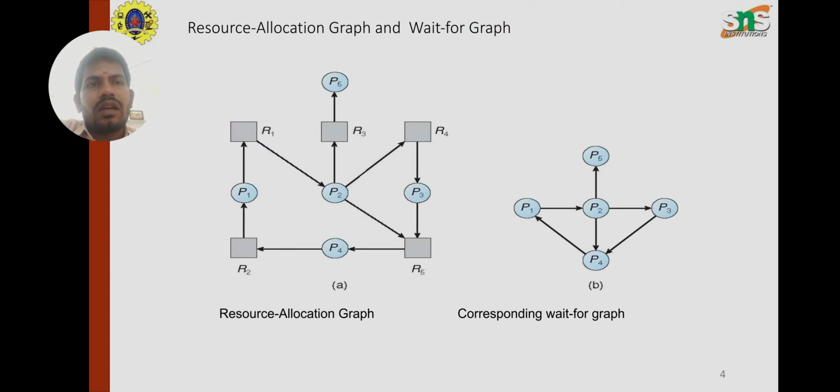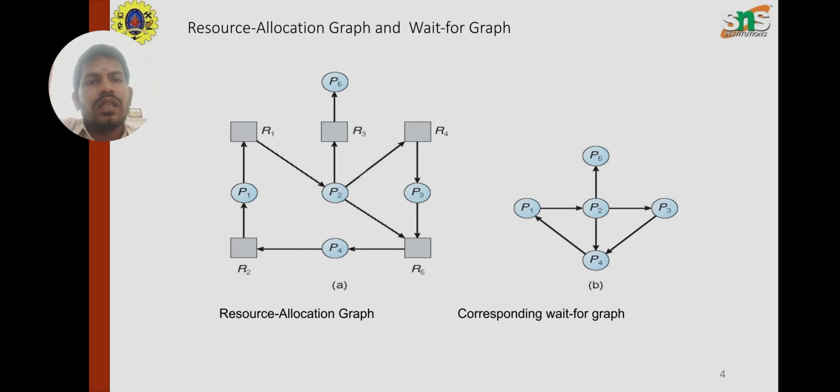Resource allocation graph and wait-for graph. The first one is the resource allocation graph, and the corresponding wait-for graph is shown. These are the different processes with different resources. We have five processes P1, P2, P3, P4, P5. P1 requests R1, R1 is held by P2, and P2 requests R3, R4 and R5. R4 is held by P3, and P3 requests R5. R5 is held by P4, and P4 requests R4.